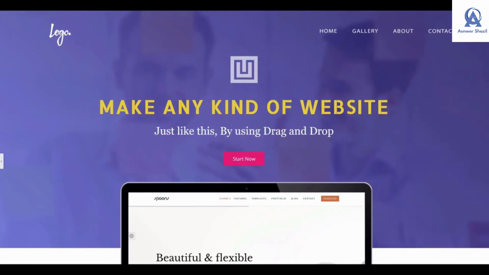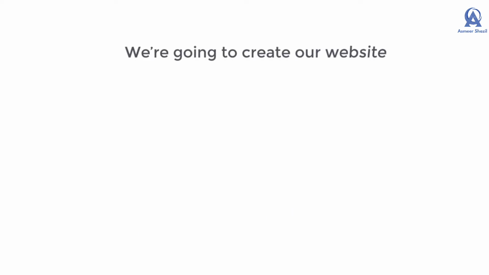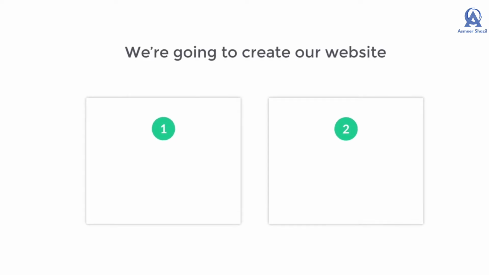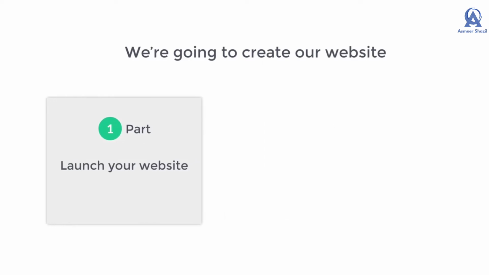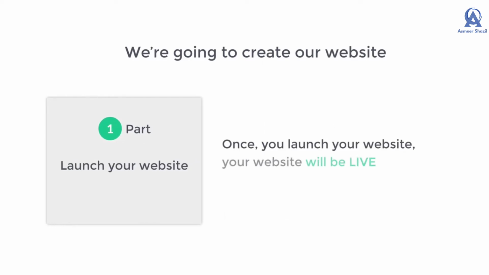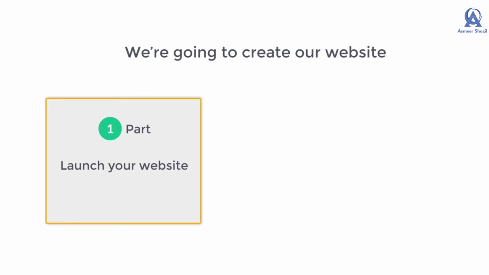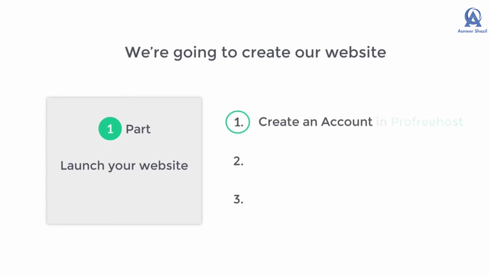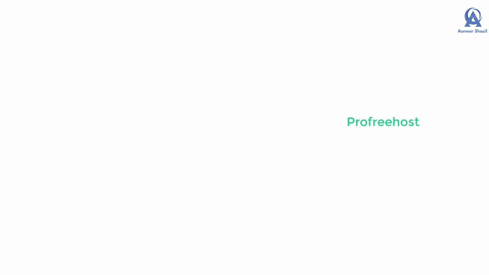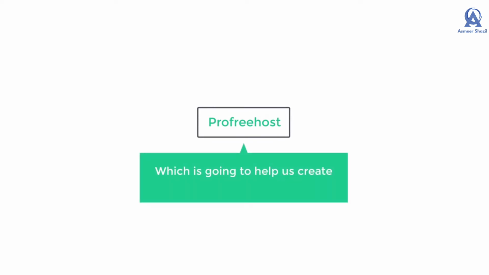So let's get started. We are going to create our website in just two parts. The first part is to launch your website. Once you launch, your website will be live on the internet. So to launch your website, we are going to do 3 steps. The first step is to create an account in ProFreeHost. This is the website which is going to help us create our website for free.